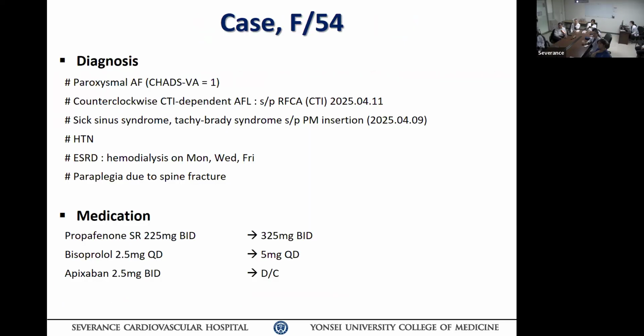Her final diagnosis was paroxysmal AFib and counterclockwise, CTI-dependent atrial flutter, and RFCA was done. She still has her pacemaker insertion, and for medication, we increased the dose of propafenone and bisoprolol, and apixaban was discontinued at the outpatient visit.